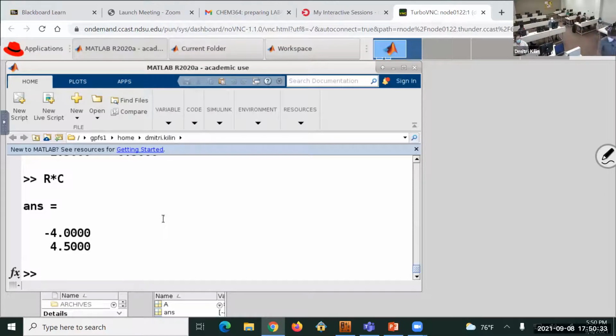So by now we have completed inverted matrices and linear algebraic equations. Right. Now, eigenvalues.